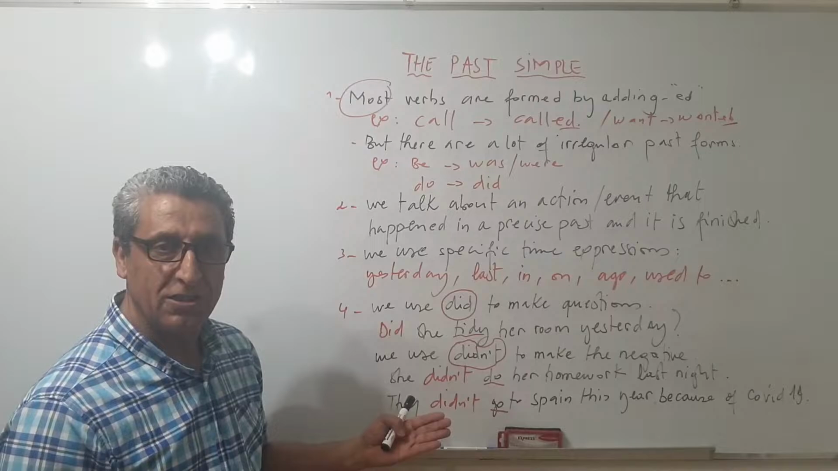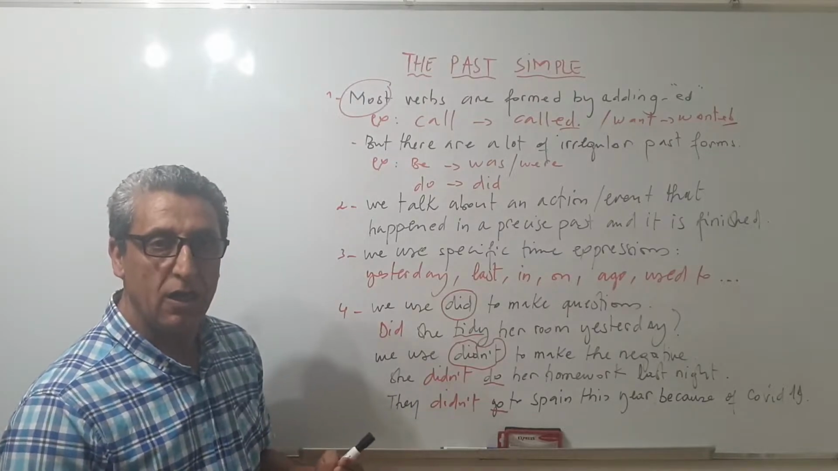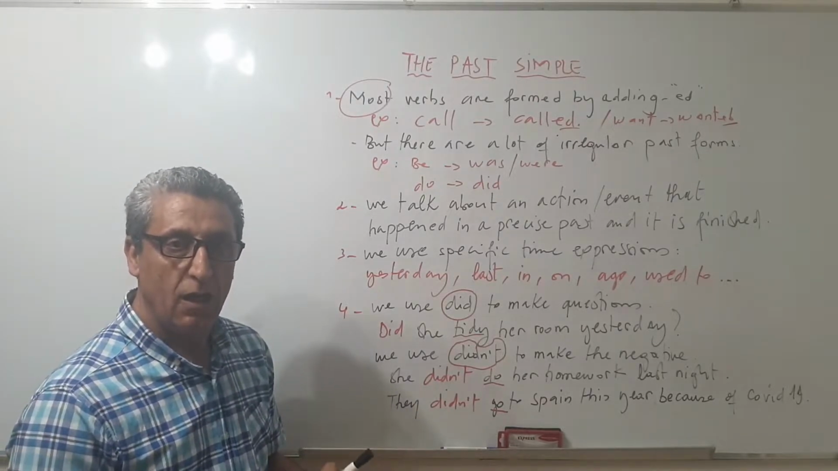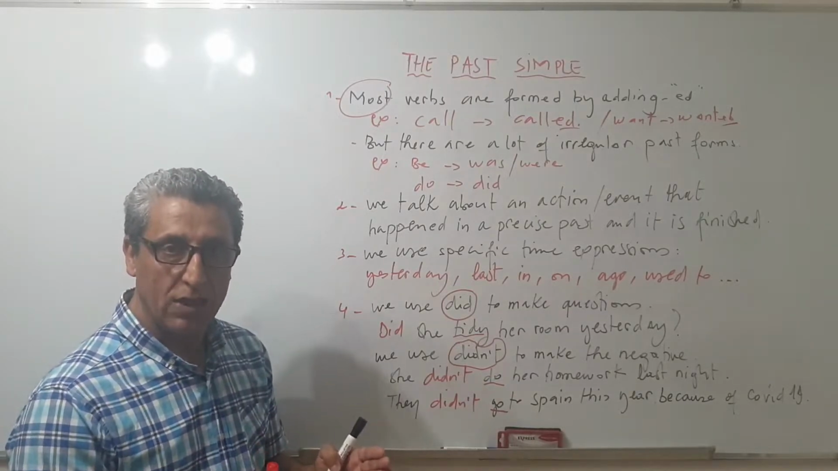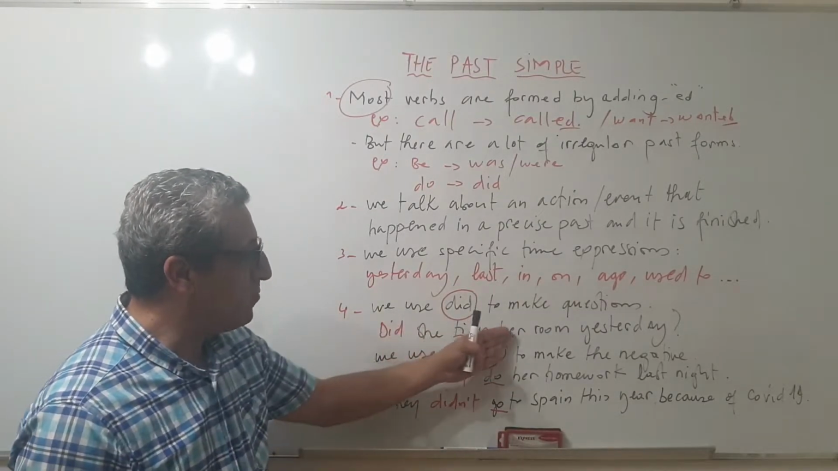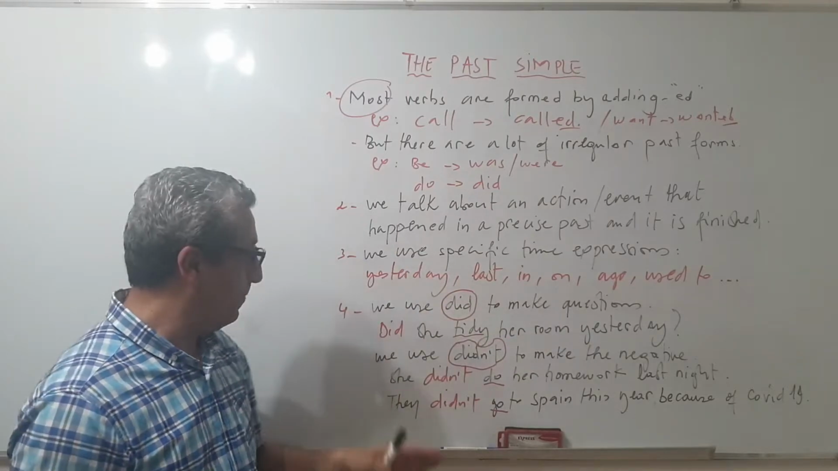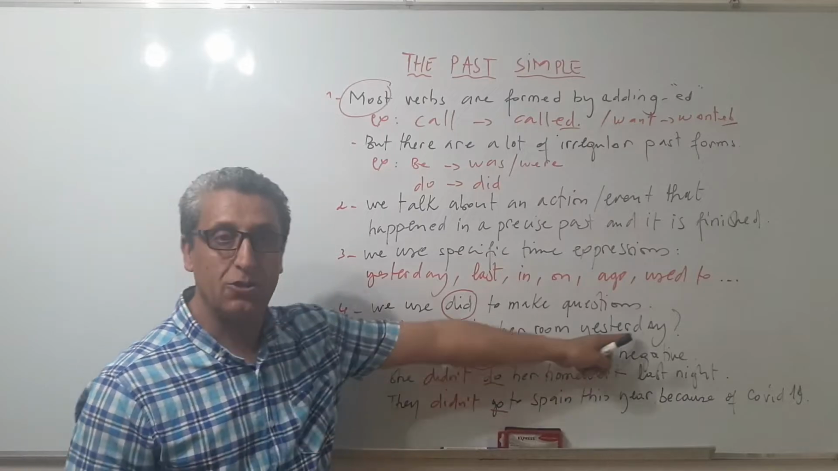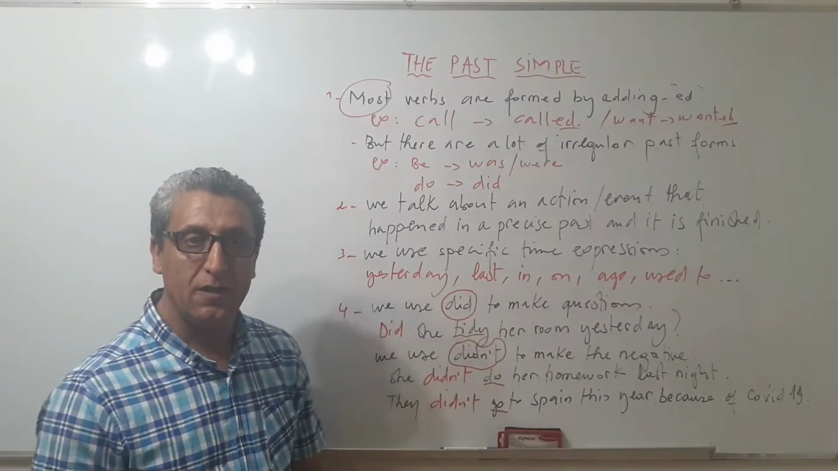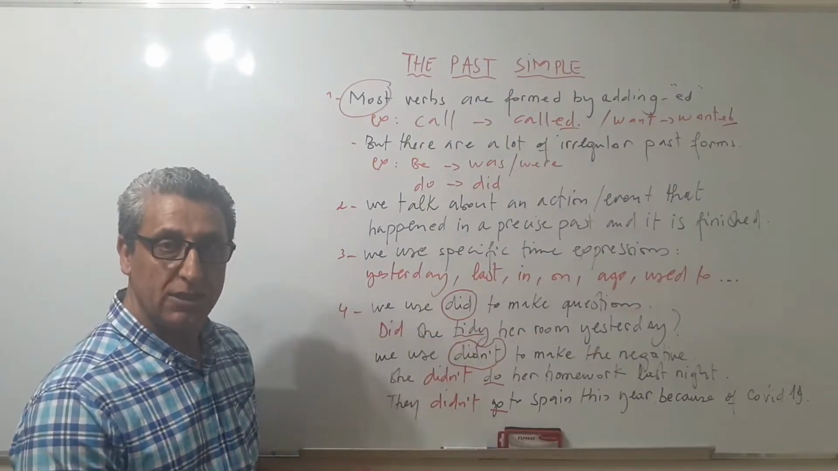It's the same with the past simple. In a question, it is obligatory to use did. So we use did to make questions. Did is the past tense of do. Look at the example. Did she tidy her room yesterday? So it is a question. Did she tidy her room yesterday?